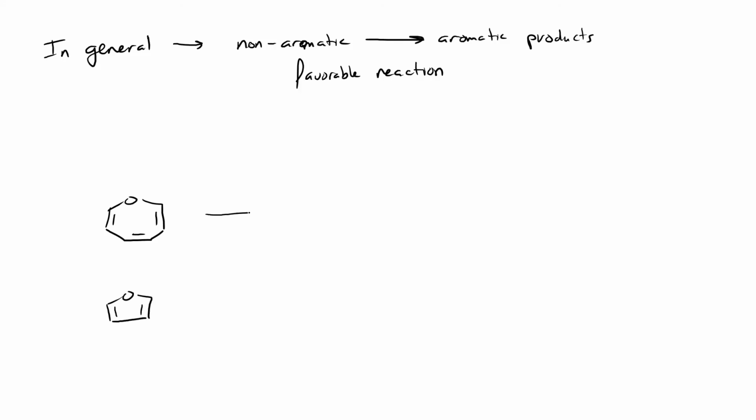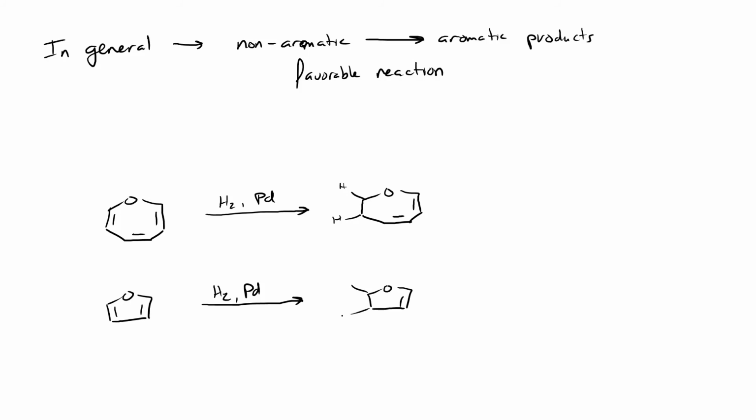I'm going to take these two things and do a hydrogenation. In both cases, we'll just look at one equivalent of hydrogen added, although you may get more than that, depending on how this reaction goes. We'll just look at the first equivalent of hydrogen added and see whether that reaction is favorable or unfavorable. So I'm going to add my two hydrogens across the double bond here, or I'm going to add them across here.